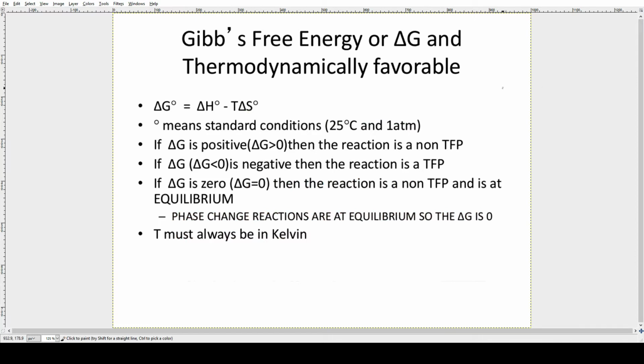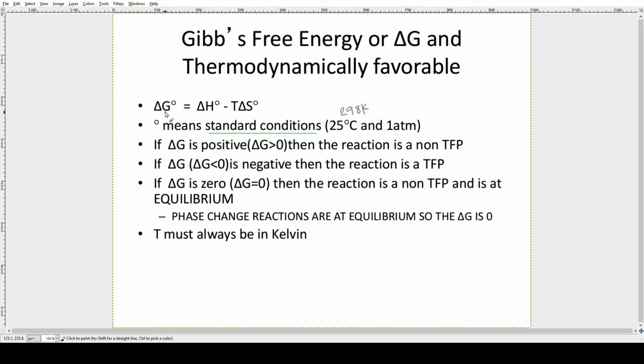So let's talk about Gibbs free energy. This is really how you figure out if something is going to be thermodynamically favorable. Remember, in class we mentioned that this degree symbol in this unit actually means standard conditions. And we're not saying STP, that's different. Standard conditions are talking about the average room. The average room is at 25 degrees Celsius or 298 Kelvin and 1 atmosphere.